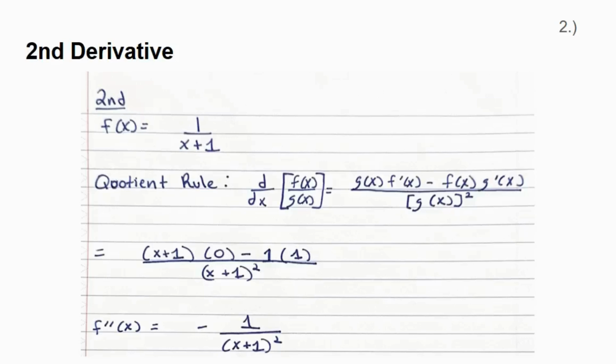To find the second derivative, we use the quotient rule. This involves multiplying the denominator by the derivative of the numerator, then subtracting the numerator times the derivative of the denominator, and then dividing the result by the square of the denominator. So we did that here, and our second derivative is negative 1 over x plus 1 squared.